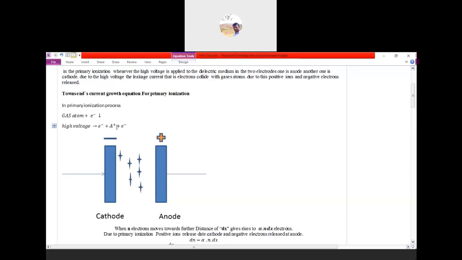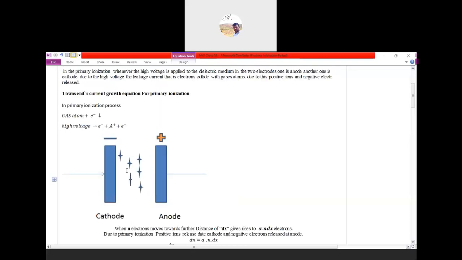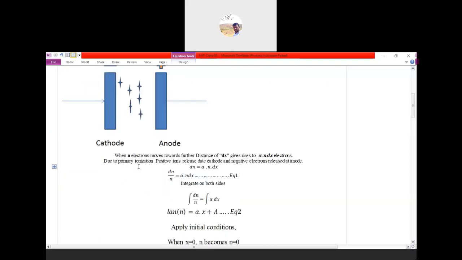So in primary ionization we have the cathode and anode. Whenever a gas atom collides with an electron, it will produce free electrons as well as positive ions. Due to that, the positive ions flow to the cathode and the free electrons flow to the anode due to the conduction process. So this process is known as primary ionization.